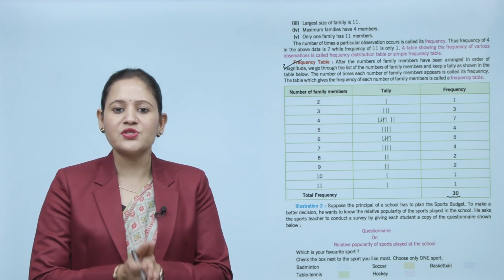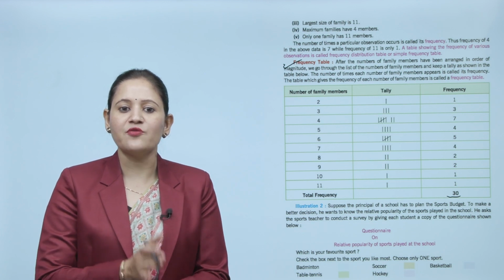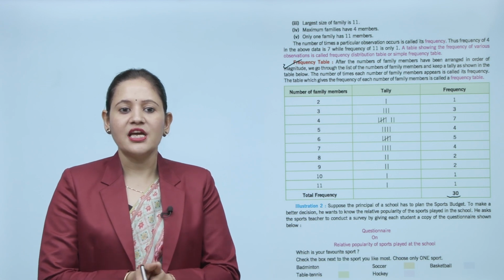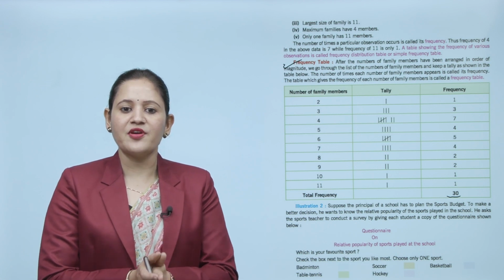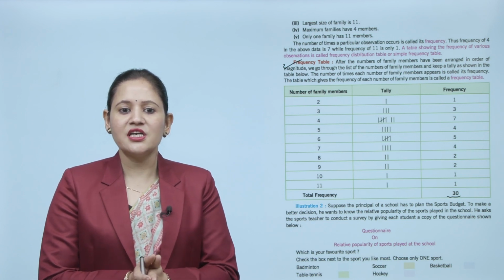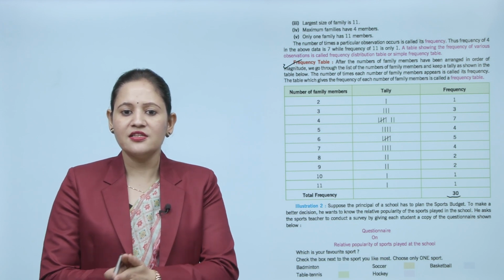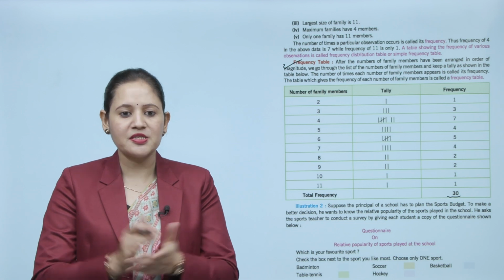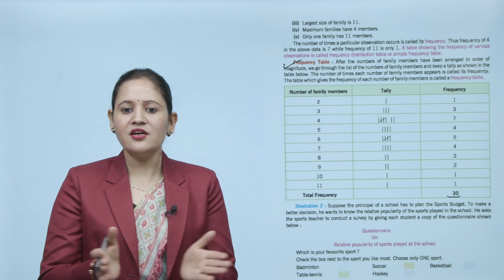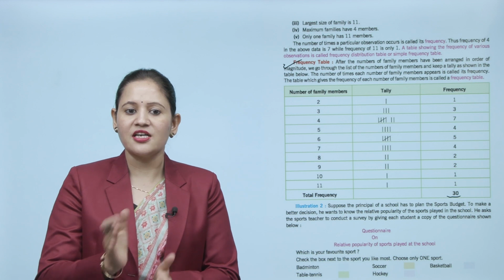Illustration 2. Suppose the principal of the school has a plan for a sports program. To make the better decision, he wants to know the relative popularity of the sports played in the school. He asked the sports teacher to conduct a survey by giving each student a copy of the questionnaire shown below. Questionnaire on relative popularity of sports played at the school. Means to know which is the popular sport, they have made a copy of the questionnaire and asked different questions on that and taken a survey.